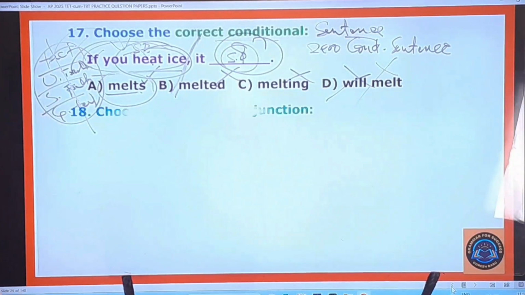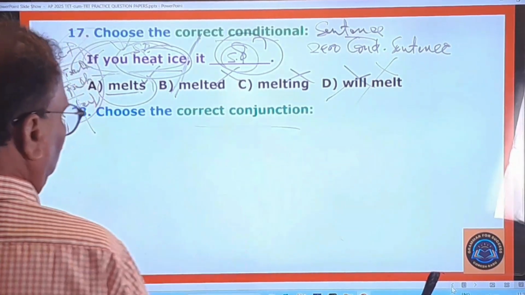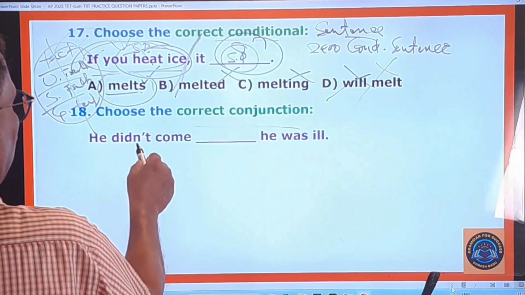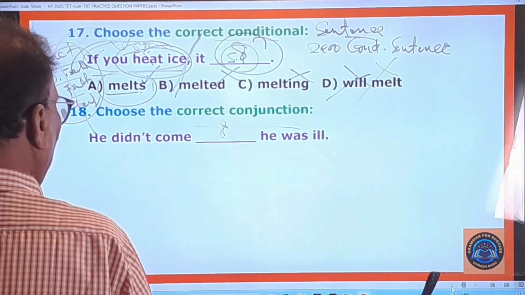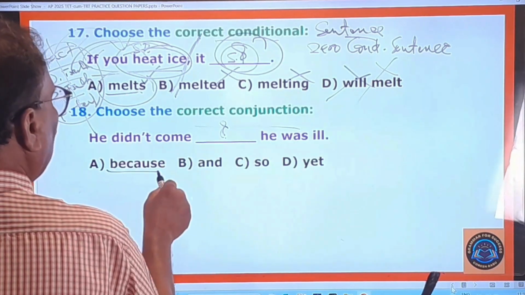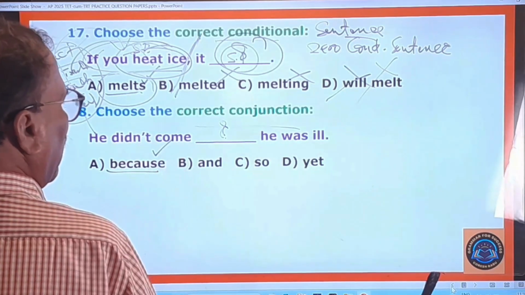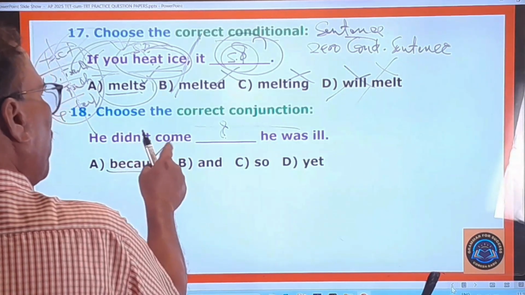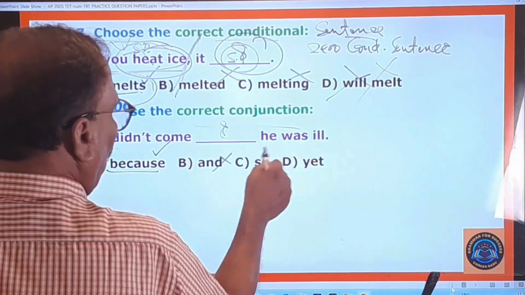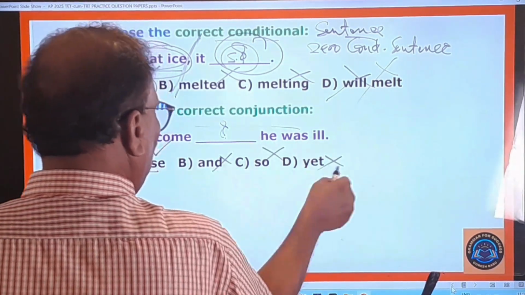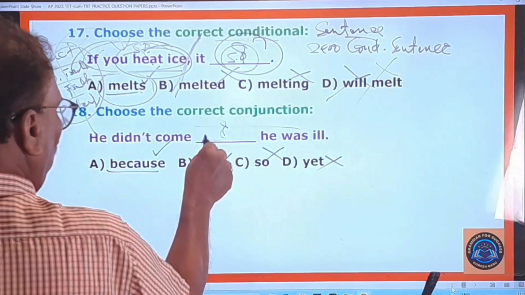You move on to the next question. Choose the correct conjunction. He didn't come dash, he was ill. So what conjunction is to be used here? Let us look at this. Because, the very first one is the right one. Yes, he didn't come because he was ill. He didn't come and he was ill, no. He didn't come so he was ill, no. So they are wrong. Only the first one is the right one.